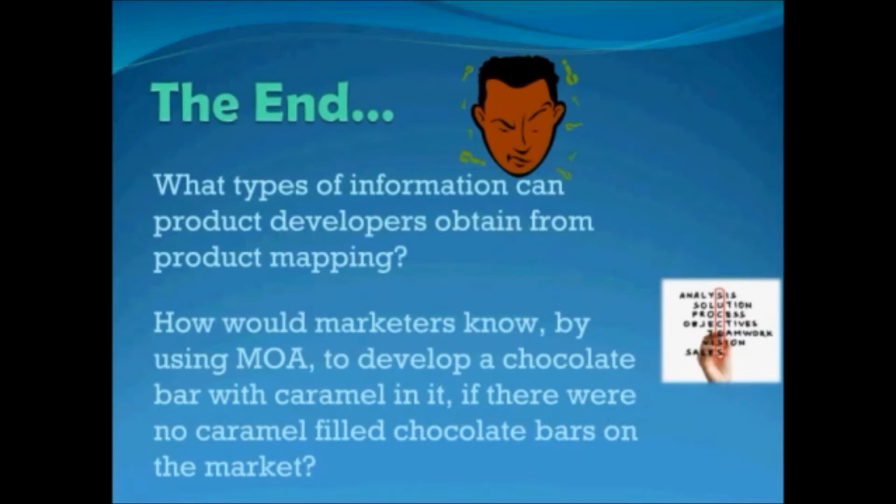So what types of information can be obtained from product mapping? How would marketers know by using a MOA to develop a chocolate bar with caramel in it if there were caramel-filled chocolate bars already on the market? By answering these questions, you'll be able to truly understand these tools and this stage, idea screening, of the product development process. So make sure your notes are in order, you've summarized them, and you've added your own discussion questions.